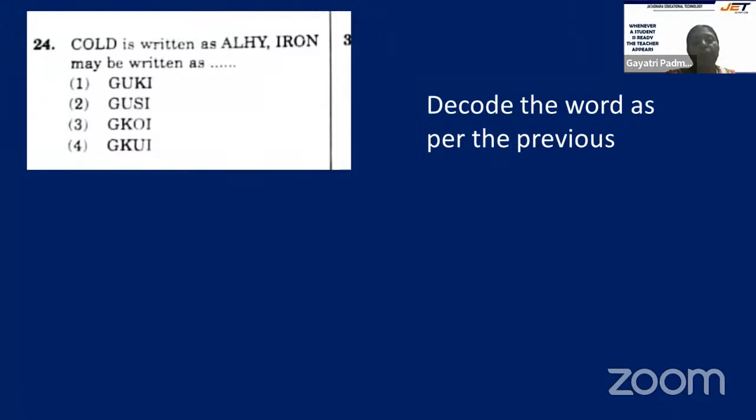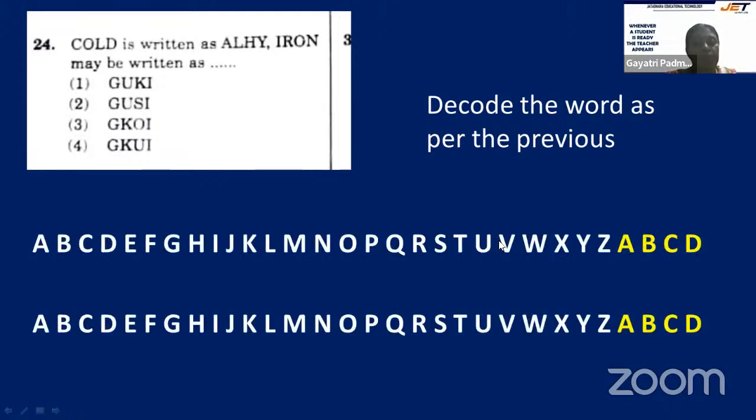There's a very important announcement to be made. So here COLD is written as ALHY. Next, IRON may be written as dash. Right? So not much time should be taken to decode such words. All right. So yes, fine. So see here. Let's see the answer. You have A to Z and repetition of this ABCD. Likewise, we are writing it. See how this is being decoded.